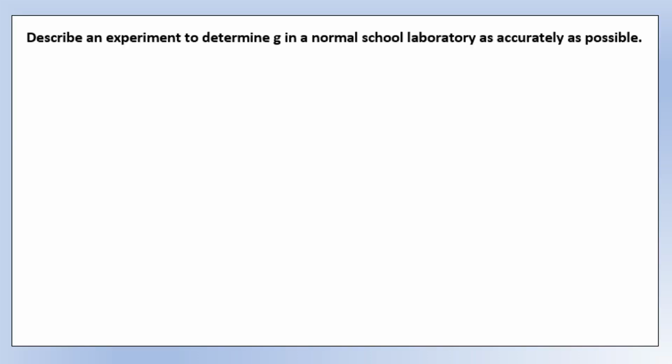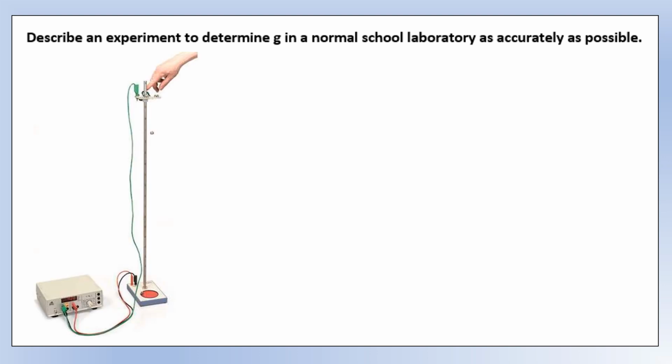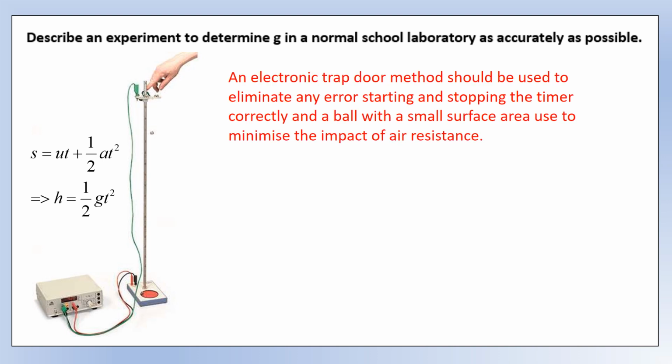And then describe an experiment to determine g, and it should be something you can do in a normal school lab, but you want a method that will make it as accurate as possible. So the best tool that you have is the magnet and trap door setup. When the ball is released at the top, it tells the timer to start timing, and when it closes the trap door at the bottom, the orange part, it tells the timer to stop timing. So it very accurately measures time, and the equation we're going to use is s equals ut plus half at squared. So let's actually break it down.